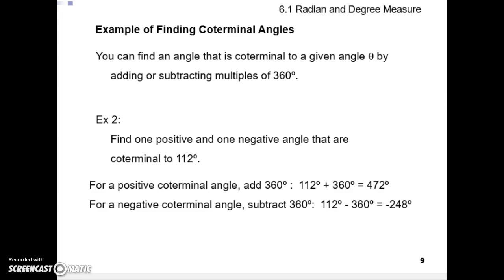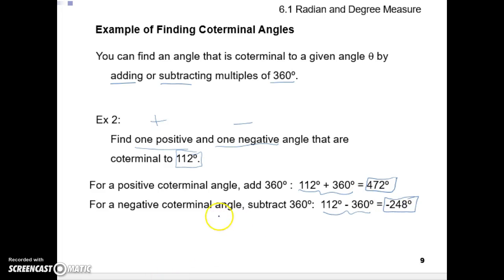We're going to have angle measures, and we're going to add or subtract multiples of 360 degrees. For example, this says find one positive and one negative angle measure that are coterminal with 112 degrees. Well, if it's going to be coterminal with 112 degrees, I can either add 360 to it to get the positive angle measure, or I can subtract 360 from it, and there's going to be my coterminal negative angle measure.